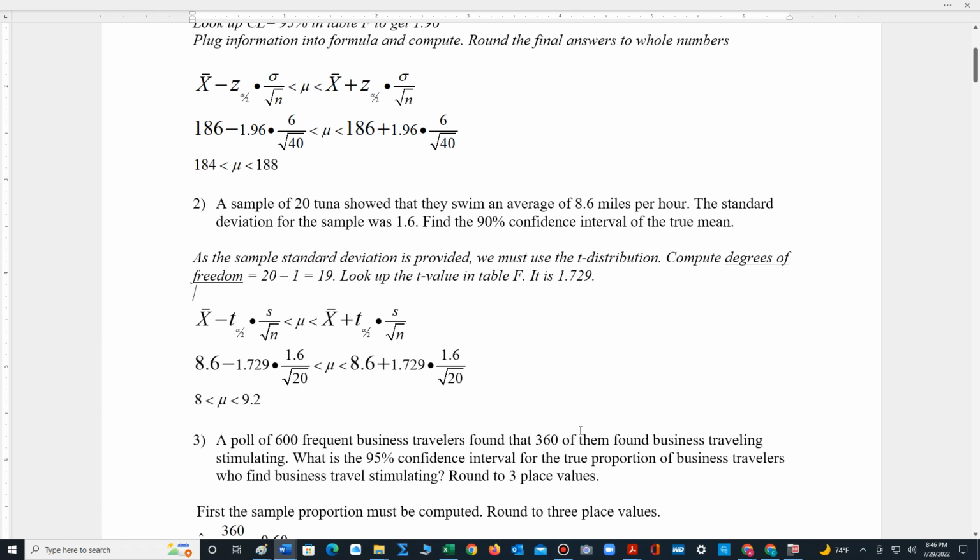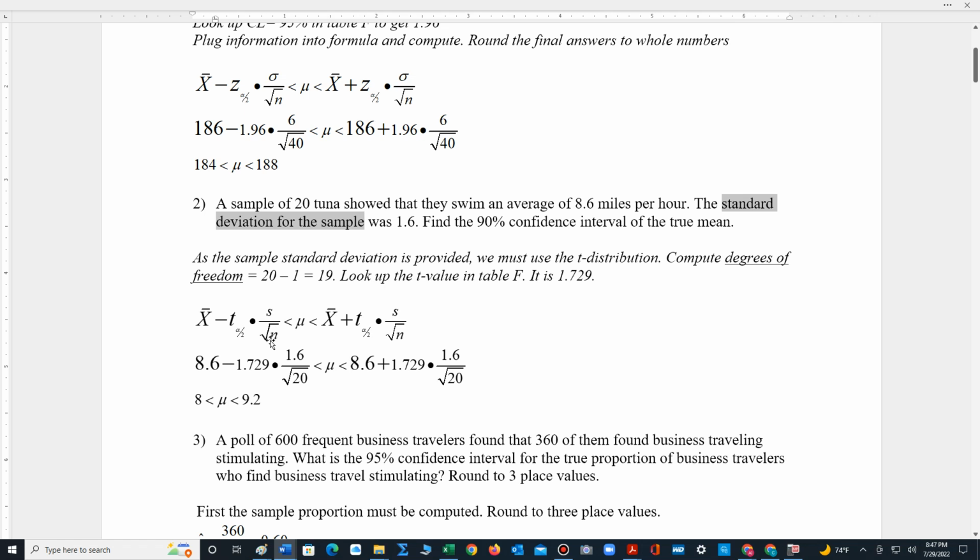Number 2, we have, once again, a confidence interval for the mean, but this time we're given the standard deviation of the sample. So that means we're using t-values instead of z-values. So instead of using a z-value, we use a t-value. Instead of using sigma, we use the sample standard deviation, s.